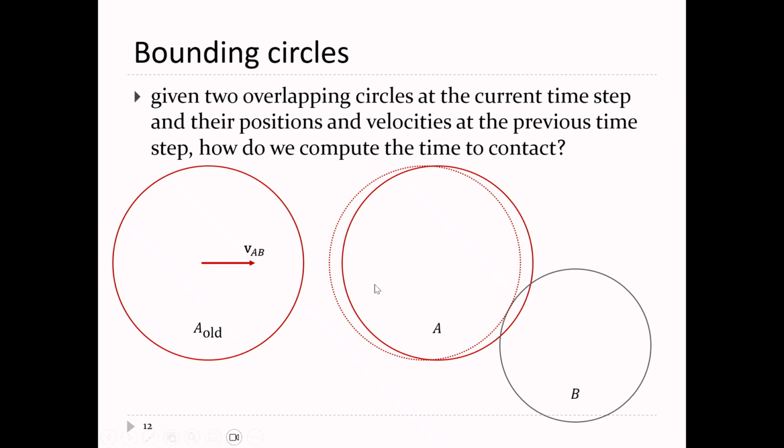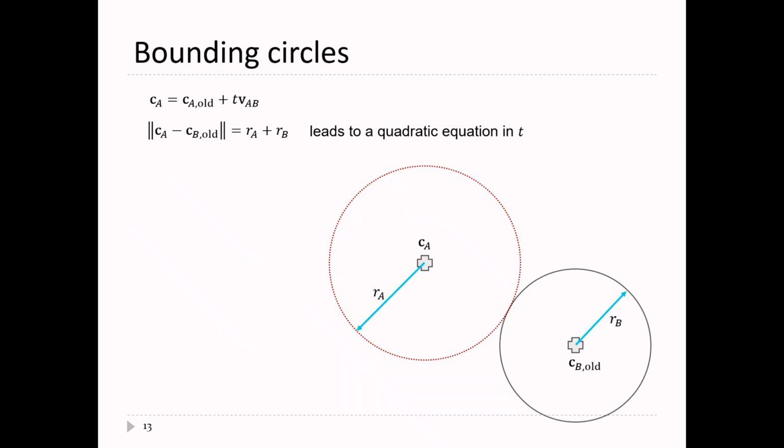Okay, so the question is can you do this? If you have the old position of A, you have the old position of B, and if B is stationary, we'll make B stationary for now to keep things simple, and if you have the velocity of A relative to the velocity of B, can you calculate how much time it takes to get to the dotted line? The answer is yes. It's not difficult to do. So let's see what this looks like.